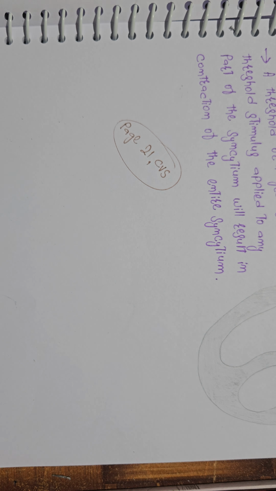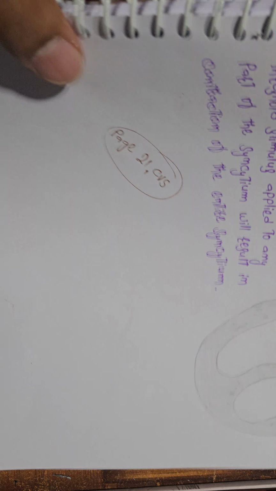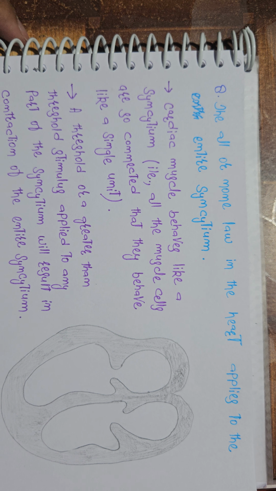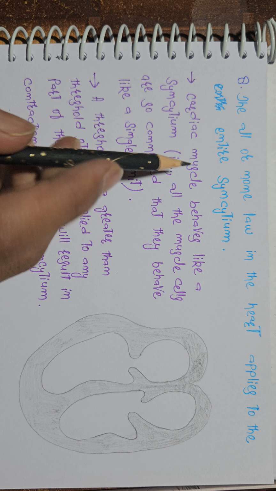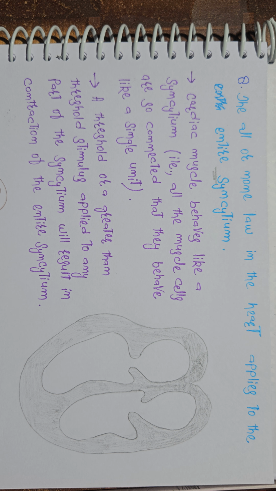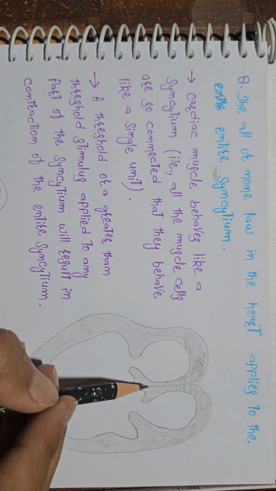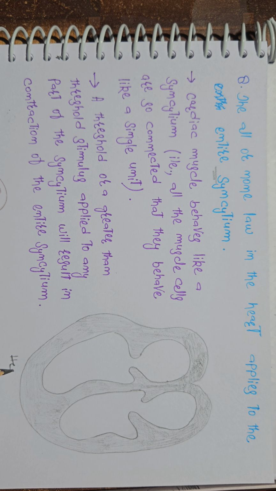Physiological characteristic number 7. Now we have the last physiological characteristic, number 8, that's called the all or none law of the heart applies to the entire syncytium. What does this statement mean? We know our cardiac muscle, this is the heart. It's made up of cardiac muscle. That cardiac muscle behaves like a syncytium. What do you mean by syncytium? It means all the muscle cells are so connected that they behave as a single unit.